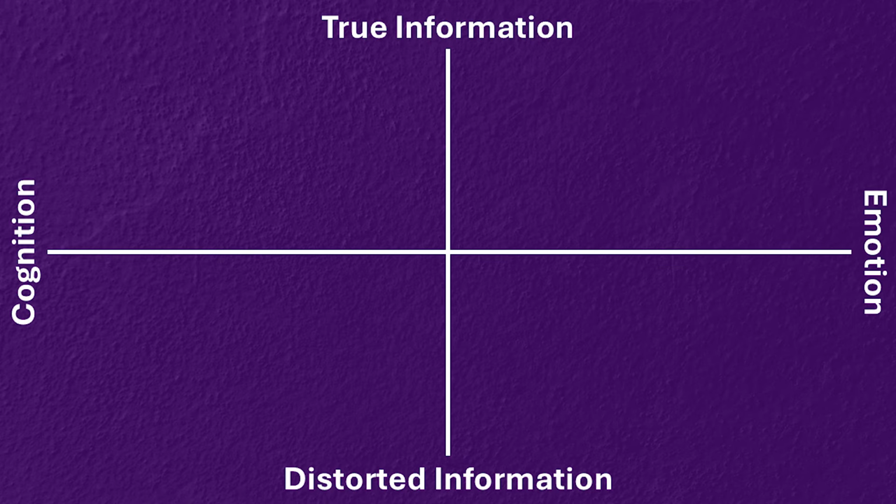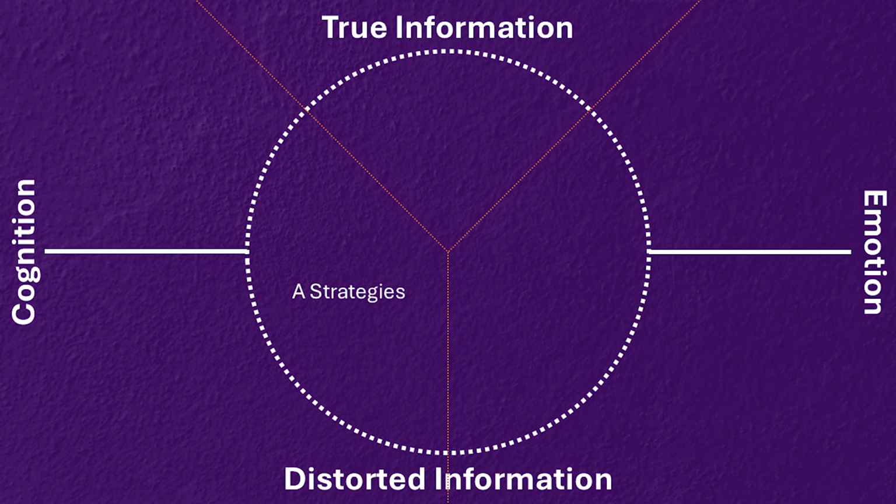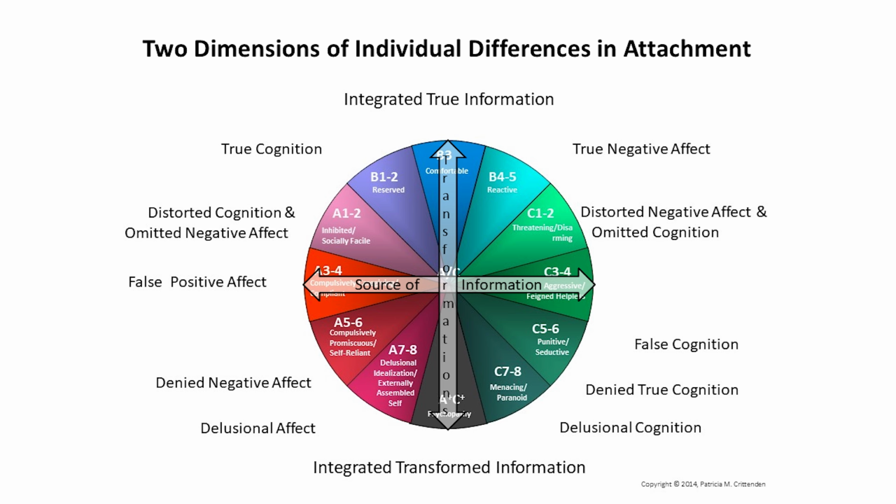Here's the heart of it. Attachment strategies differ in 2 main ways. First, what source of information do they rely on? A strategies lean on cognition, muting emotion. C strategies lean on affect, amplifying it, sometimes distorting thinking. B strategies integrate both, head and heart, with little distortion. Second, how much the information gets distorted. Low numbers are close to reality. High numbers involve more transformation, more distortion.